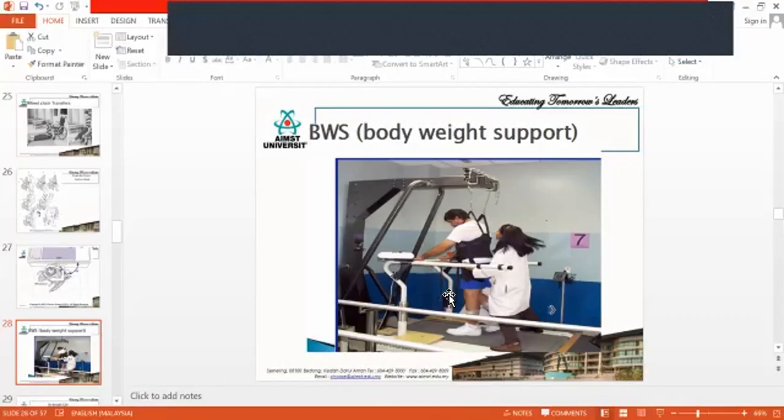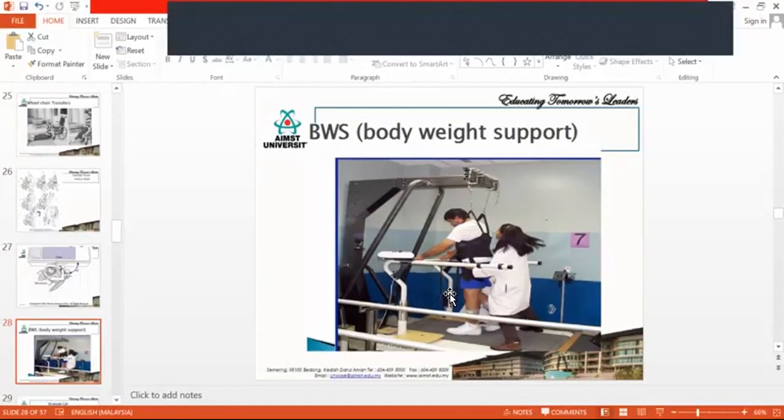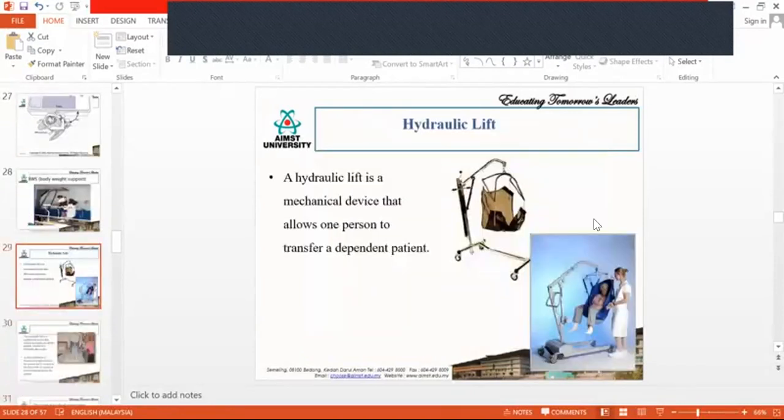Is that clear? So this is the same as if a patient is in bed for a very long time, to make him remember the walking pattern, they use this kind of lift. This is also called body weight support or hydraulic lift. It will be of different shapes and sizes, so depending on the need, you can do it. This is one type, this is another type.